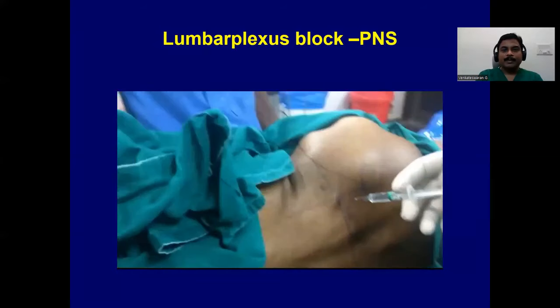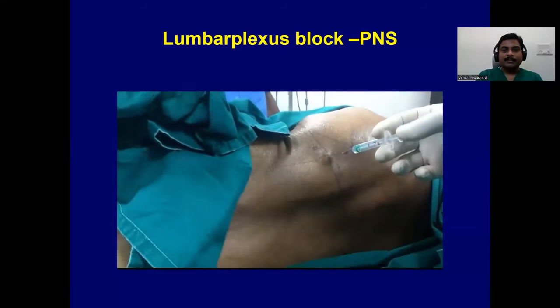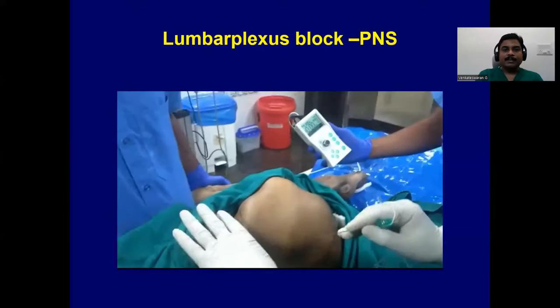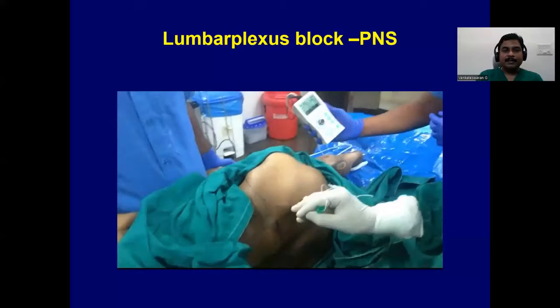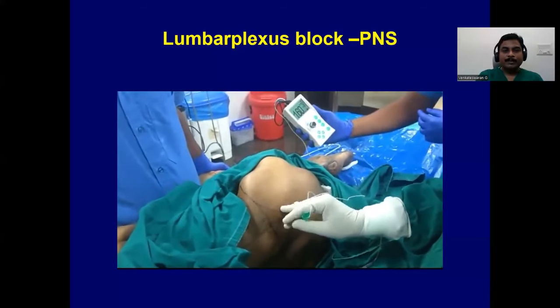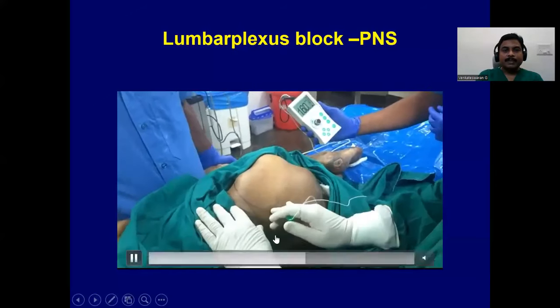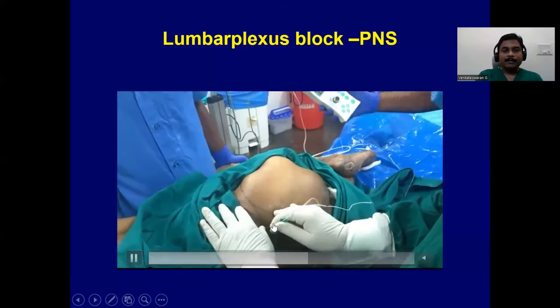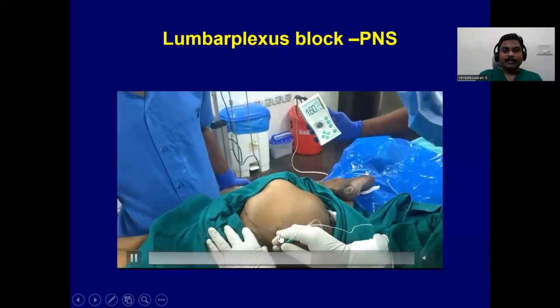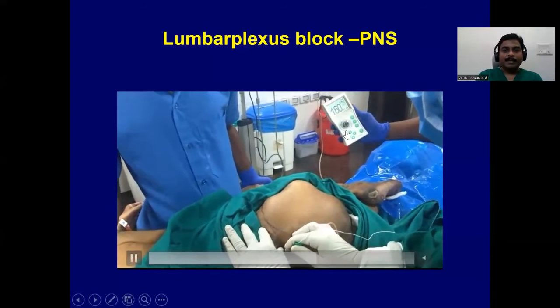So give an adequate amount of local infiltration with lignocaine with adrenaline, both skin and subcutaneous tissue. Then you take the 10 centimeter Stimuplex needle, introduce it into that point, and it should be parallel to the table and perpendicular to the skin. And you start stimulating with 1.5 milliamps current.